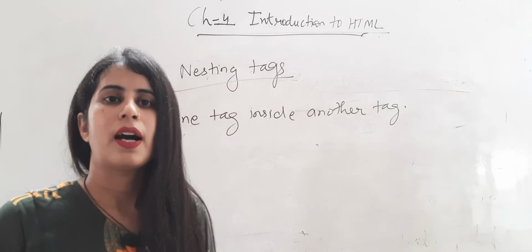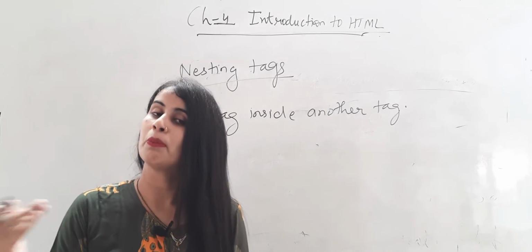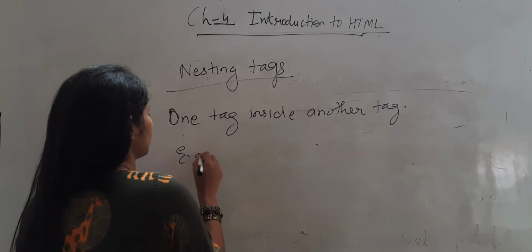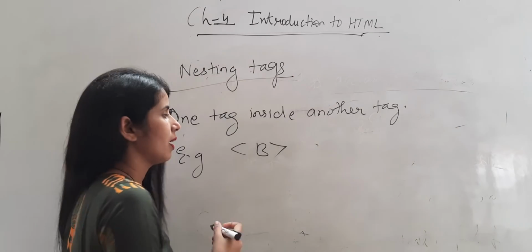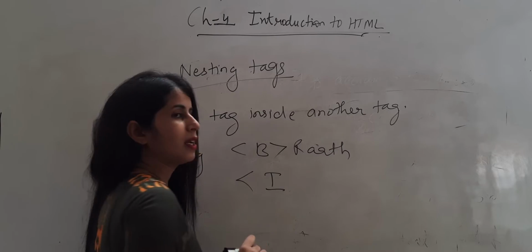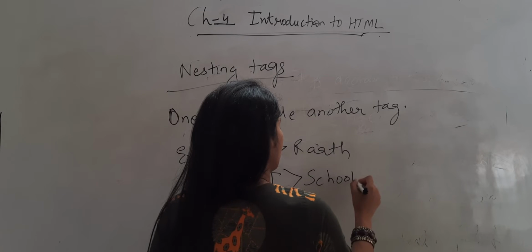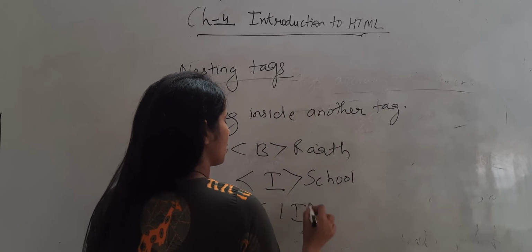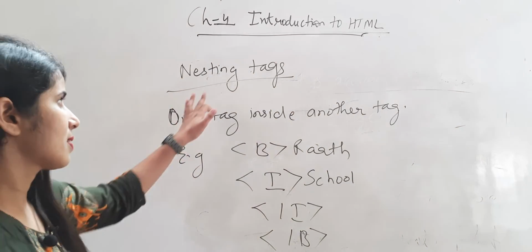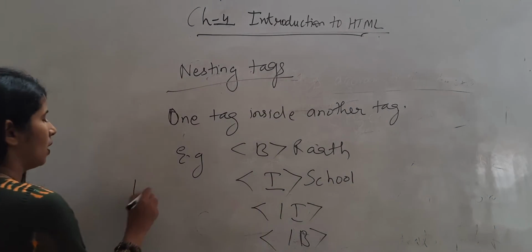Or you can say, suppose firstly I am using the B tag. So before closing the B tag, I started the I tag. Example, the B tag is here. I applied it on rat, and then I started italic. I applied it on school. Then I closed I, and then I will close B. Actually, nesting tags works on the LIFO principle. Which principle? LIFO.